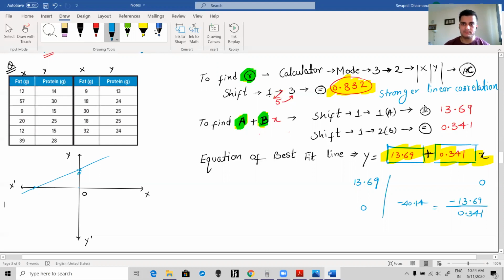If you have a graphing calculator, life will be simpler, but most of the students don't have it. That's why we have done it on a scientific calculator.